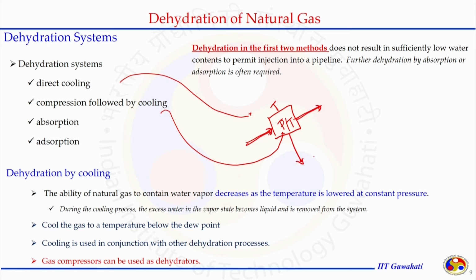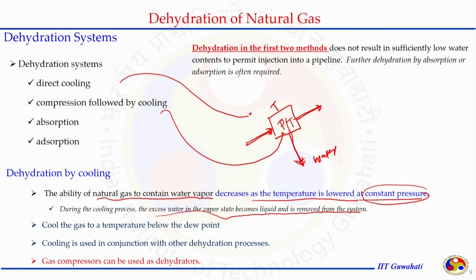In most of the cases, the ability of natural gas to contain water vapor decreases as the temperature is lowered at a constant pressure. That happens in the direct cooling procedure. So, in direct cooling procedure, we decrease the temperature at a constant pressure. During the cooling process, the excess water in the vapor state becomes liquid and is removed from the system, that we can remove from here.